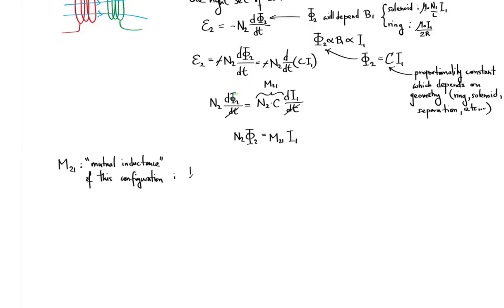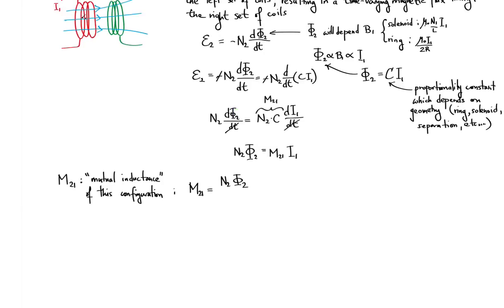And so I can write M21 as equal to N2 phi 2, which would be the flux that this first left set of rings generates on one of the rings on the right. Then I multiply that by the number of rings to get the total flux through that whole setup on the right, over I1.